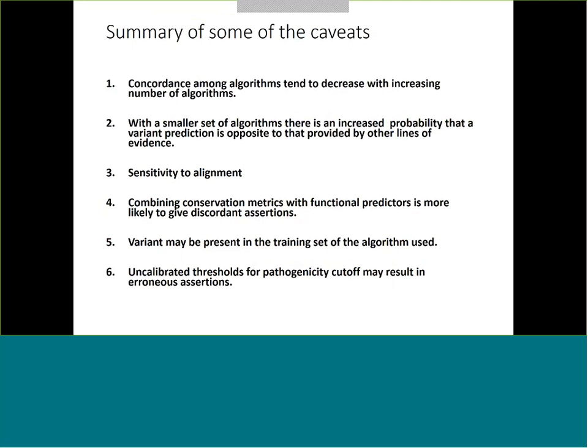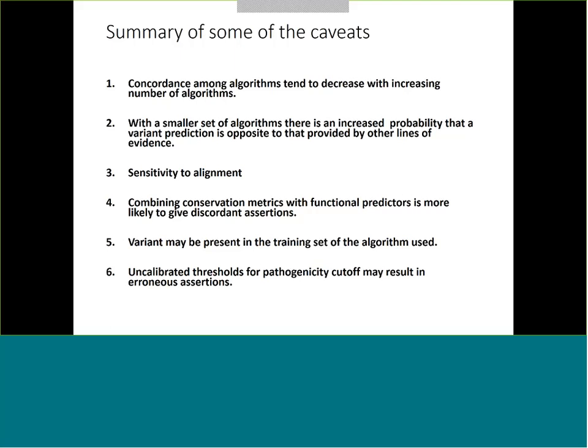And also, these are the two which I didn't get into. Variants may be present in the training set of the algorithm used. So it's good to check, whenever you choose an algorithm, whether the variant is present in the training set. If a pathogenic variant is already present in the training set and already labeled as pathogenic or benign, the algorithm will always call it pathogenic or benign. So you don't want to test something which is present in the training set of the algorithm.